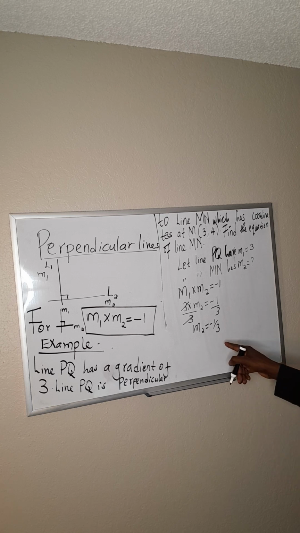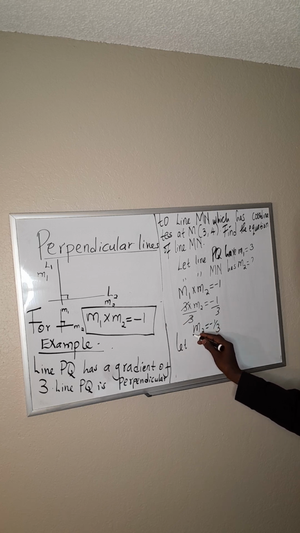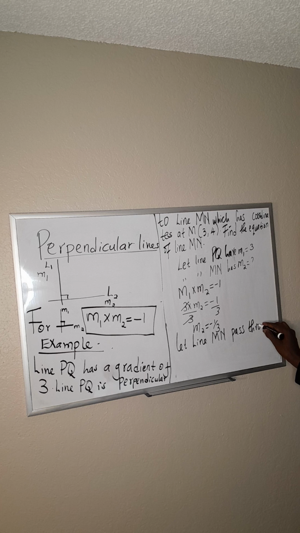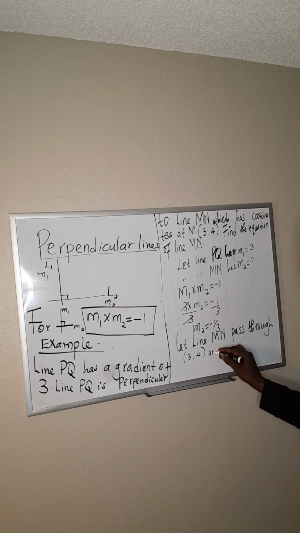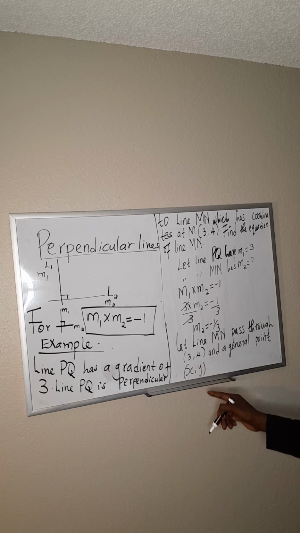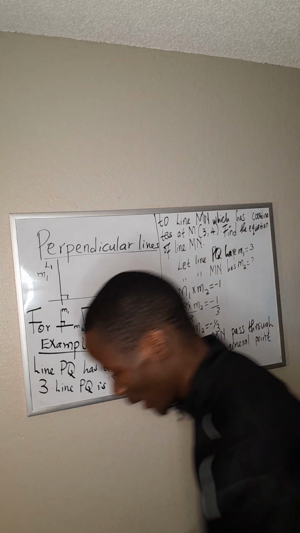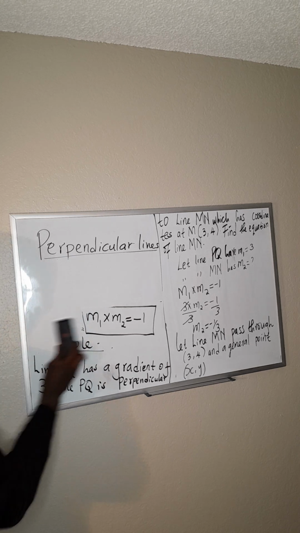And remember, it is this MN that we are looking for its equation. Now what do we do? Let line MN pass through the coordinate that you have been given, (3, 4), and a general point (x, y). Once we have these two, we go ahead and find the equation of line MN. I need this space to work out something, so I'll clean this.